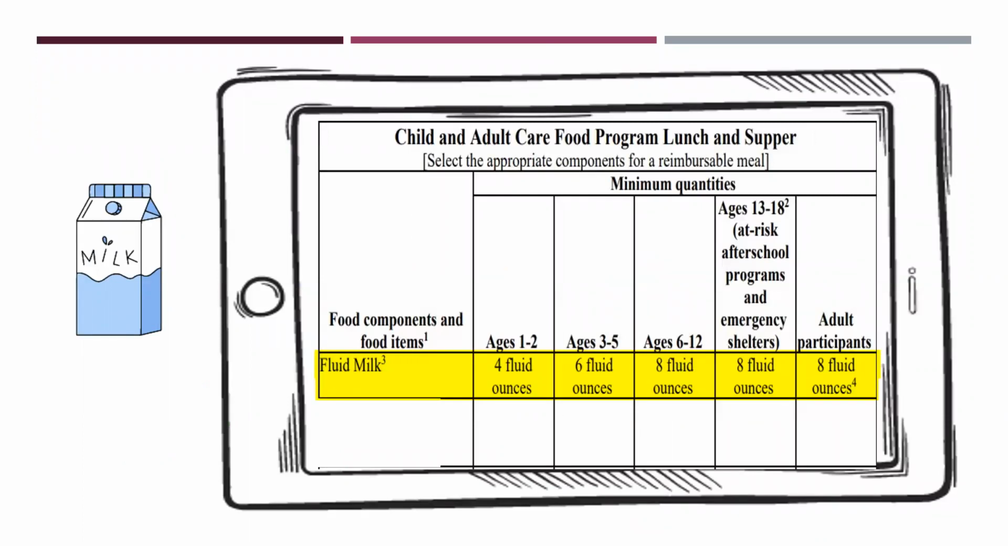Fluid milk is the first component listed in the lunch and supper meal pattern. Under each age group, you can see the minimum amount of milk that must be served in order for the meal to be creditable and reimbursable. Children ages 1 and 2 need a minimum of 4 fluid ounces. Ages 3 to 5 need to be offered a minimum of 6 fluid ounces. The rest of the age groups all need to be offered a minimum of 8 fluid ounces.